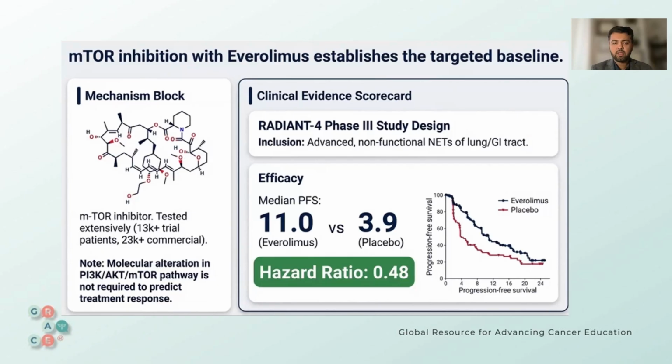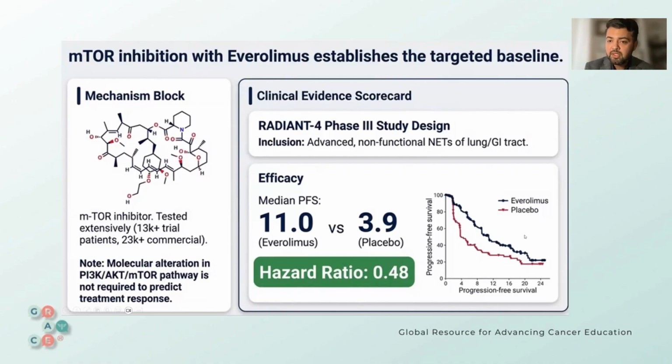For everolimus, one of the major clinical trials which gave us information about how this treatment works in NETs was the RADIANT-4 phase 3 trial. It included advanced non-functional neuroendocrine tumors of the lung and GI tract. And here the hazard ratio was really great, which is 0.48, which means there was almost 50% improvement compared to those not taking any treatment. Patients who were on everolimus had around 11 months of progression-free survival, which means for 11 months the disease did not progress at the median average level when looking at the whole patient population enrolled in this trial.